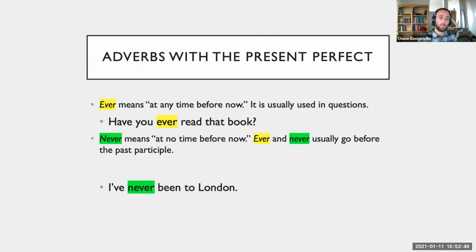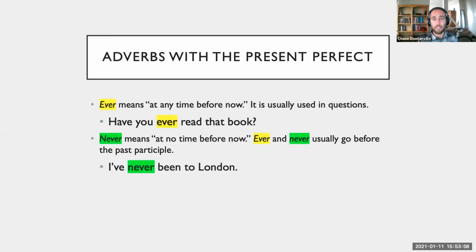Never. Never means at no time before now. So it's related to ever. Ever means at any time before now, but never means at no time. And both of them, ever and never, usually go before the past participle. So, for example, I've never been to London. And again, this means at no time in the past. At no time in the past did I go to London.